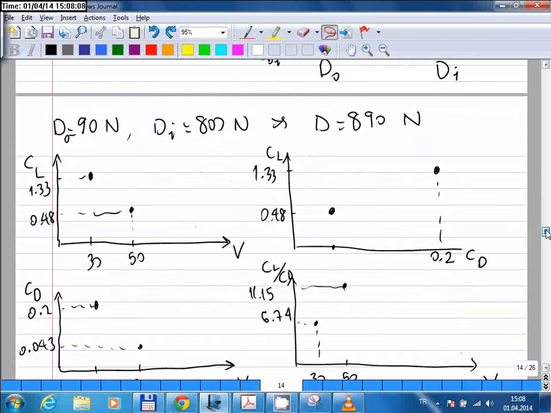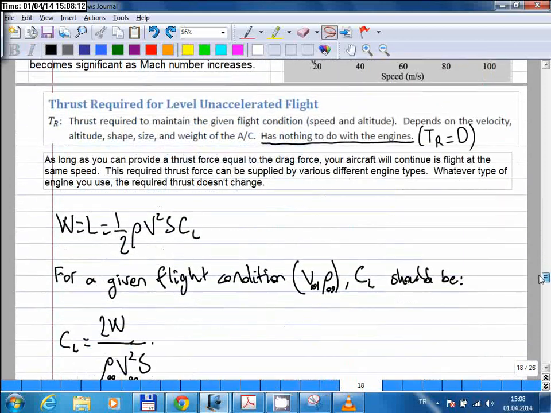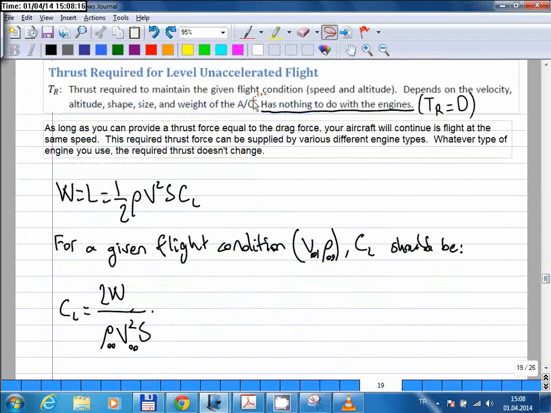So this is how thrust required is defined. The reason I say here that it has nothing to do with engines is that somehow you need to supply this much thrust force to be able to fly in that given flight condition. And the aircraft doesn't care where that thrust force comes from. It can be coming from a propeller, it can be coming from a jet engine, or it can even be coming from a rocket. You may have rockets installed on your aircraft, and if those rockets provide that thrust force, that's okay. You will be able to continue your flight. So what I'm saying here is this has nothing to do with the type of the engine you have on the aircraft. It doesn't matter what the source of the thrust force is. You need this much thrust force to maintain that flight condition.